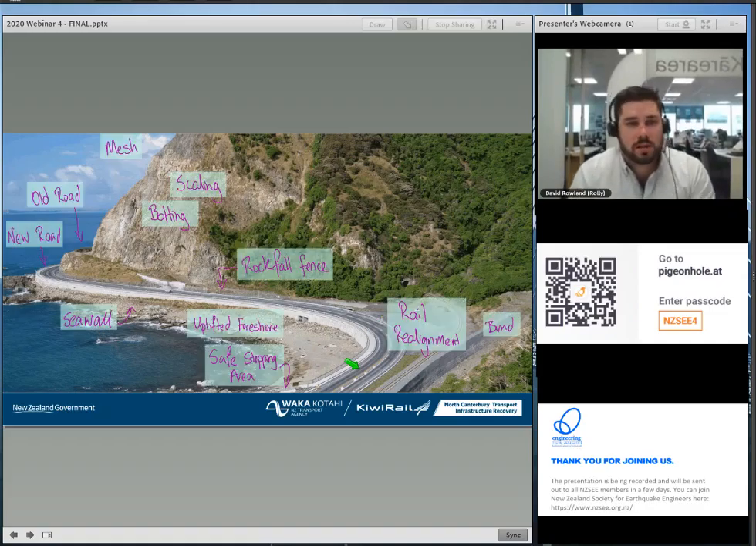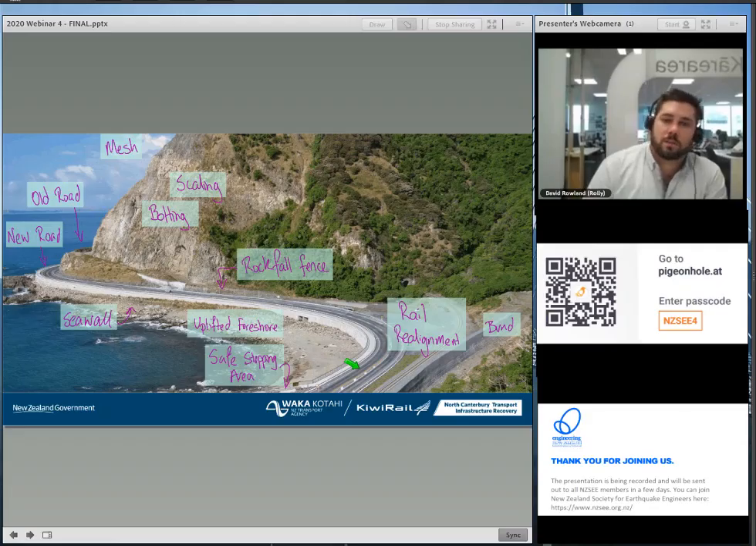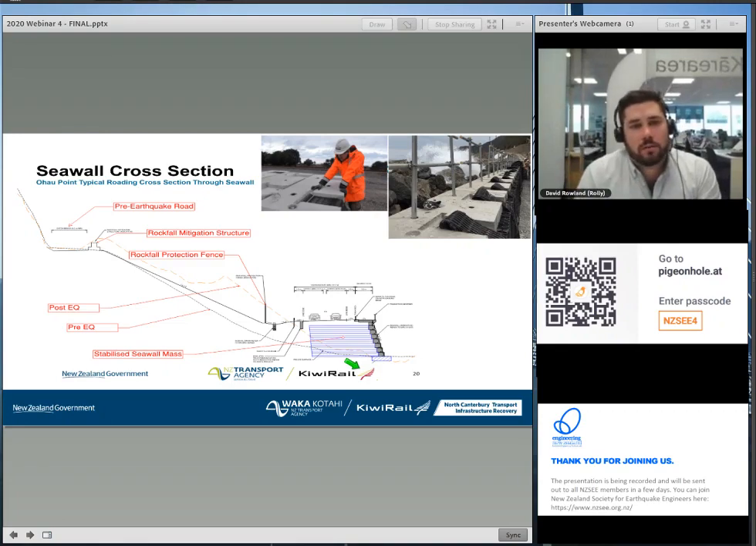So we've got rockfall meshing and scaling and bolting up the slope, realigning the road and the rail to avoid or retreat from the upslope hazards, building a seawall and an uplifted foreshore and some safe stopping areas as well. Now this here is a cross-section of the typical seawall profile at the south of Oho Point, and what you can see is the old pre-earthquake road up in the top left there, which has now been utilised as a rockfall catch fence up at the top, and we've got a rockfall fence in the middle of the scene there, which catches any of the bounces that make it over that rockfall bench up the top.